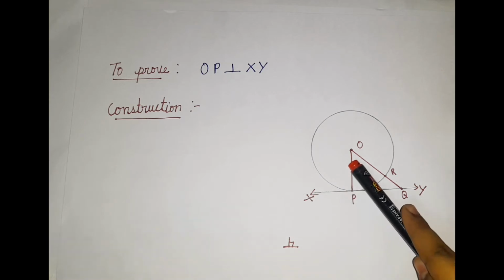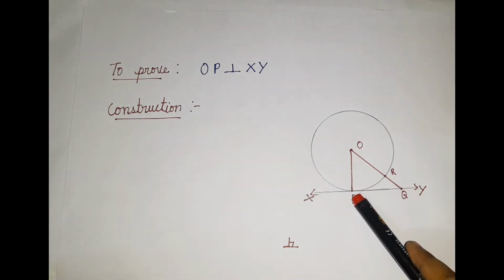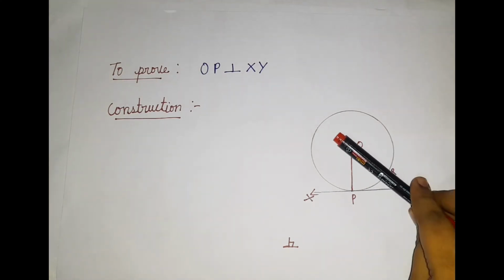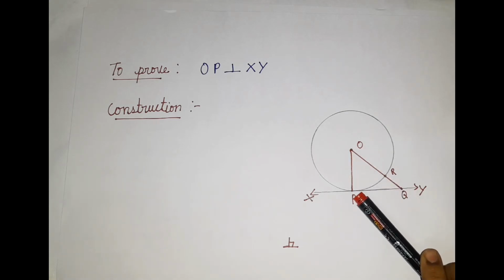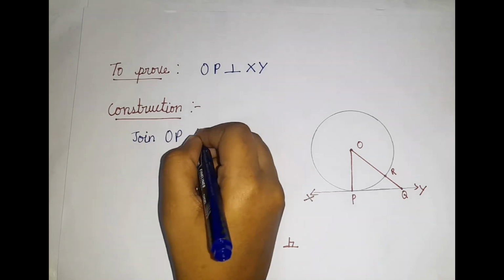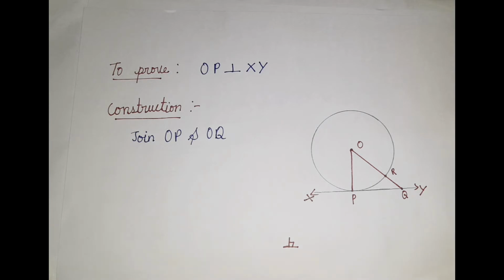We are supposed to prove that this is perpendicular. If we want to prove this is perpendicular, then it has to be the smallest or shortest side compared to this line. So we are supposed to prove it. What can we write in the construction? In construction we can just write join OP and OQ. I'll explain this, don't worry. You might be wondering why, but don't worry.